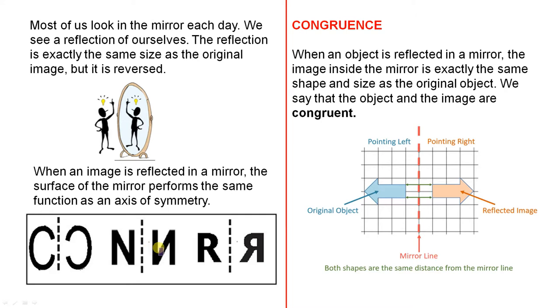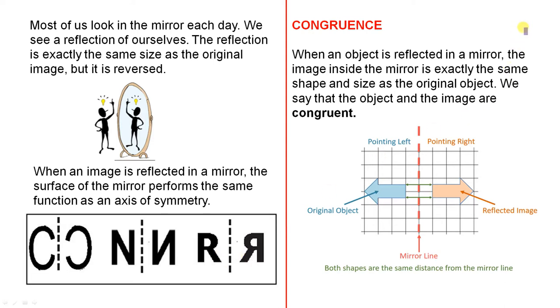Exactly the same with the N. It's looking at itself in the mirror, or if you look at that as an axis of symmetry, where you have a reflection, a mirror image, that's exactly what you see on each side. And it's the same with the letter R. Exactly the same size, only there's a reversal.